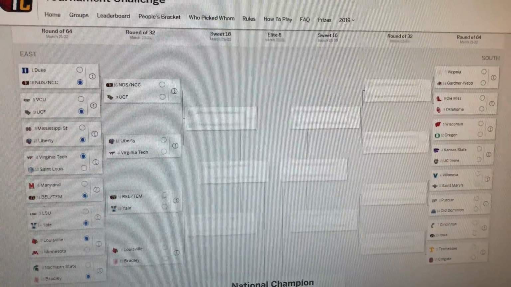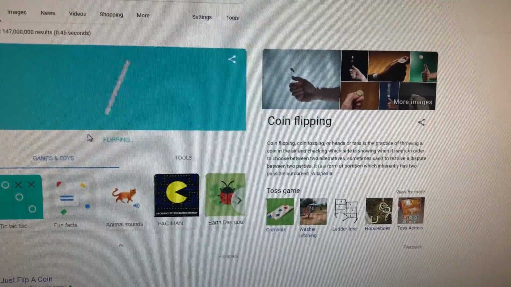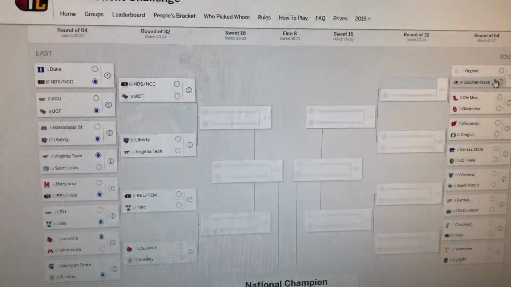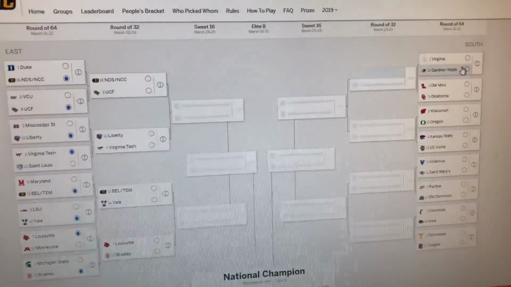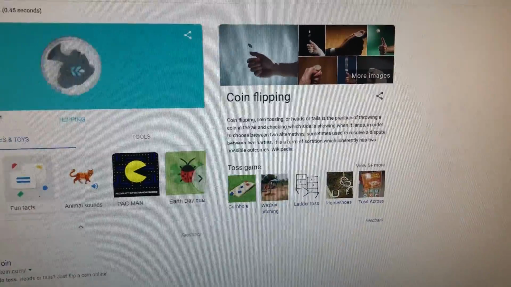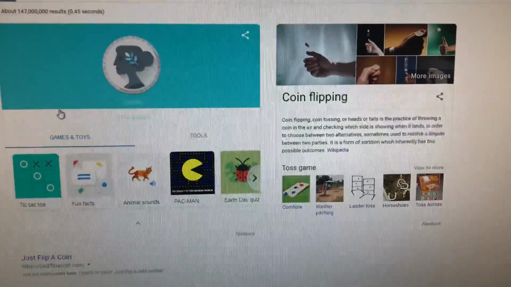Almost done with the first round. I know this has been taking forever. First up, we have Virginia and Gardner-Webb. All 16 seeds are moving on. Holy crap. We got another tails. No number 1 seeds are moving on to the second round. 4 number 16 seeds are moving on.